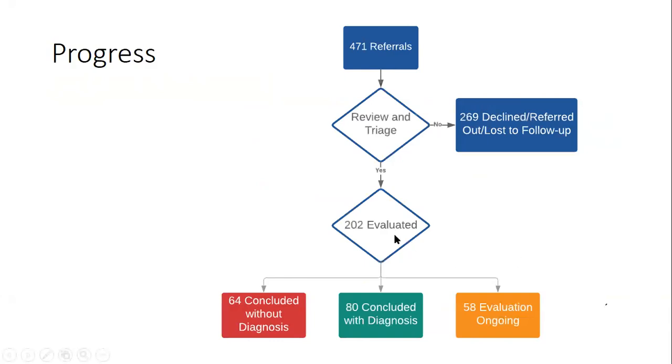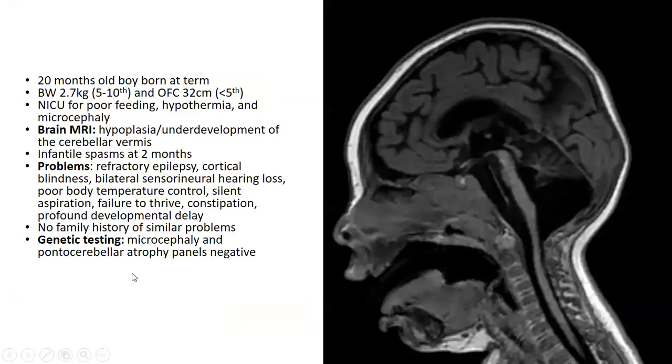Out of just over 200 evaluated when this table was put together, we had diagnoses in 80 of those. So realize these are people who have already been worked up extensively and unproductively. So it's not a bad diagnosis rate, about 40%, I guess.